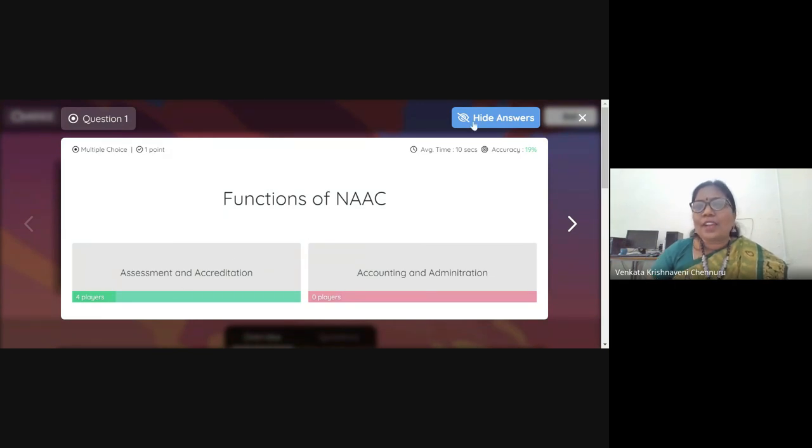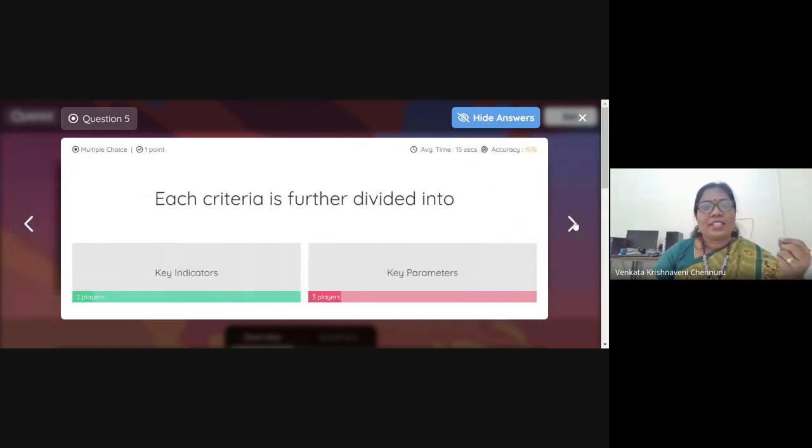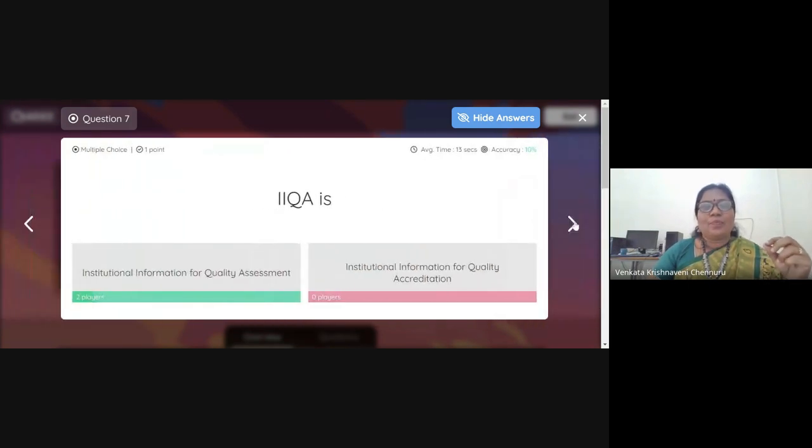So, functions of NAAC: assessment and accreditation. I think you are all able to see this. NAAC is concerned about quality in education. SSR means self-study report. The number of criteria in the quality indicator framework is 7. Each criterion is further divided into key indicators. NAAC SSR metrics are qualitative and quantitative.